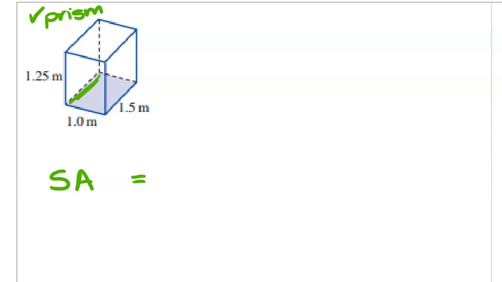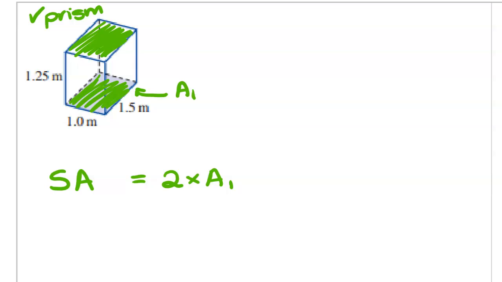So if we look at this lovely shaded area on the bottom, can you see that that has the same dimensions as this rectangle on top? Therefore, it has to have the same area. So let's call this area 1. So for our total surface area, we're going to need 2 lots of area 1.